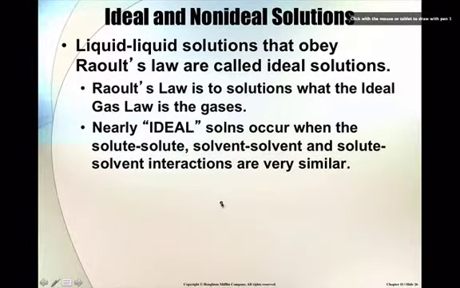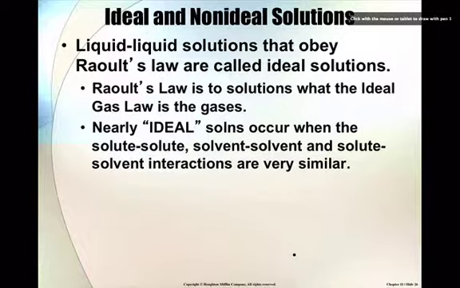Okay, ideal and non-ideal solutions. So along with solutions, you can have solutions that act nicely and some that don't. So liquid-liquid solutions that obey Raoult's law, the one we've just been working with, are called ideal solutions. Raoult's law is to solutions what the ideal gas law is to gases. So the ideal gas law, PV equals nRT, we know that some gases do not obey the ideal gas law, but we pretend like they do. We do the same thing with solutions. Not all solutions are ideal, but we like to pretend that most of them are.